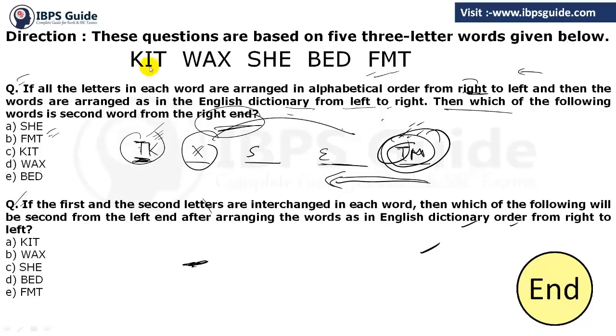So first of all, let's take the second letters. The second is I, there you have A, there you have H, there you have E, and there you have M. All are different. We have to find the second from the left hand, that is, the last and second last in English dictionary order. So the last will be M, because M has the highest place value, and before it will be I. So our answer will be KIT. That's it, nothing more to do. So the answer will be KIT.